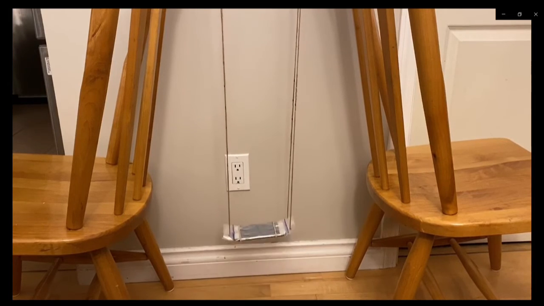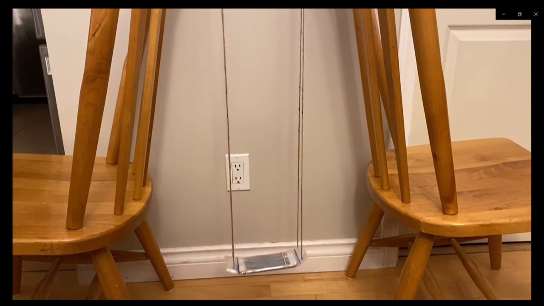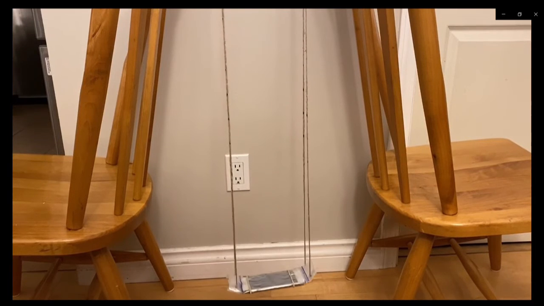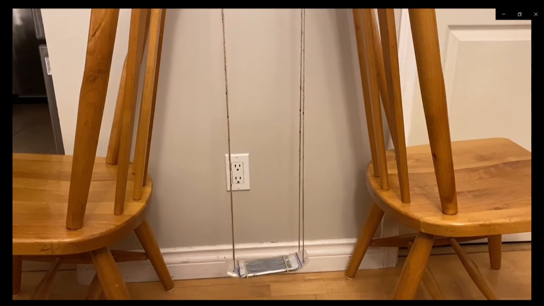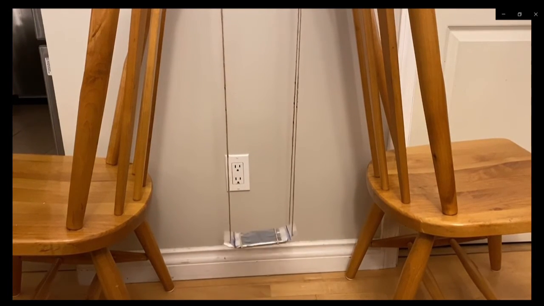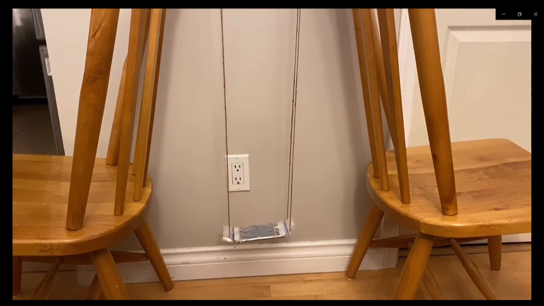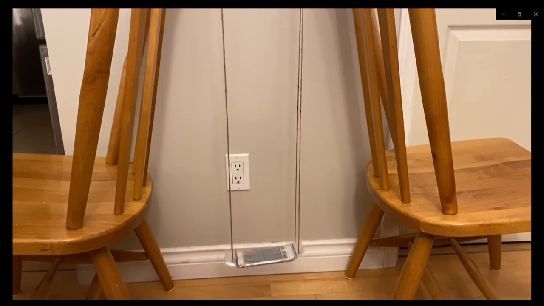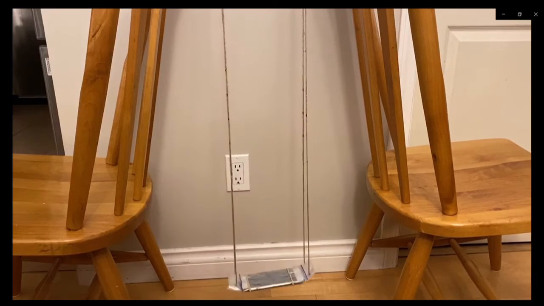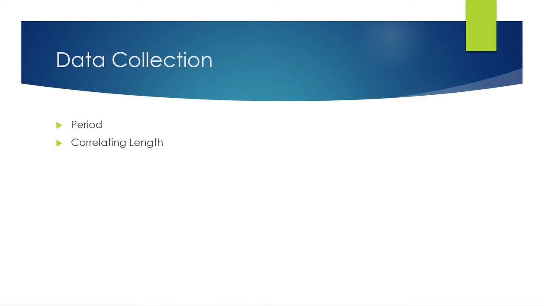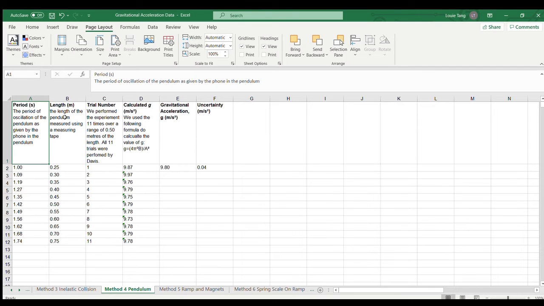The period was measured using the Firefox app as the phone was the bob of the pendulum. The length was determined from the pre-measured markings on the twine. After Firefox gave a steady reading for the period, the length was switched to repeat the experiment over a span of 50 centimeters. The data and the period of the correlating length were all recorded and processed in Excel. This is the Excel sheet with all the data.